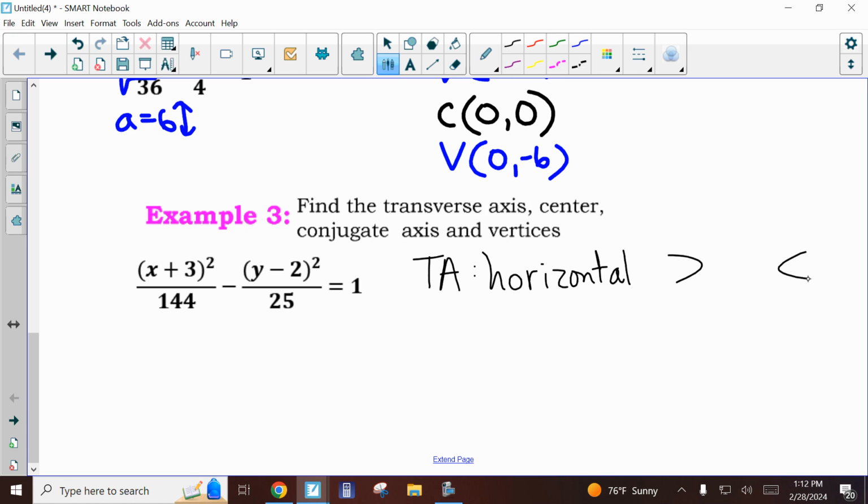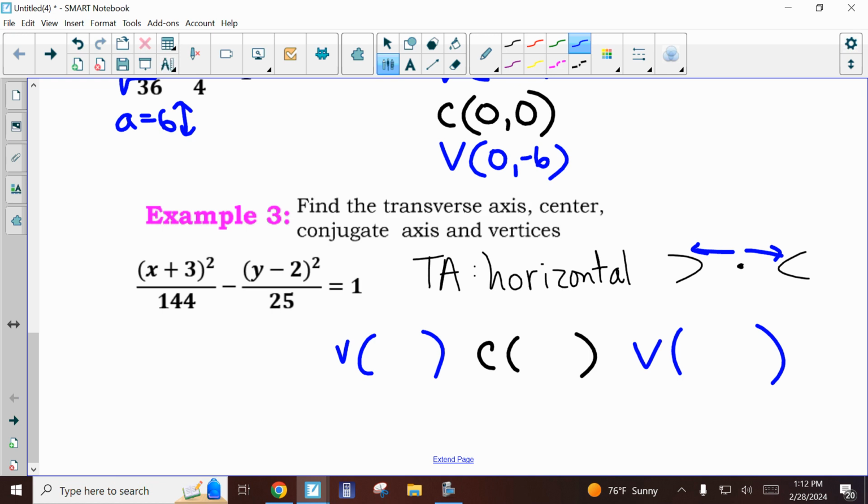Horizontal means our picture is going to look like this. So when I find my vertices, I know that I have to move left from the center and right from the center. So I'm going to set up my answer just like that. I'm going to put the center in the middle, and then I'm going to put one vertex to the right and one vertex to the left.